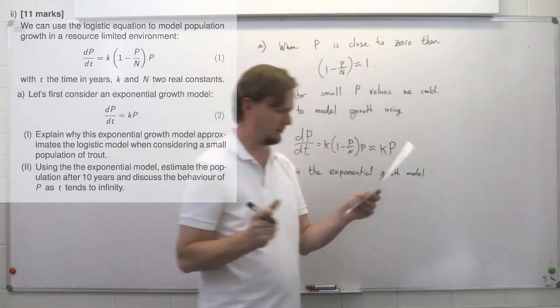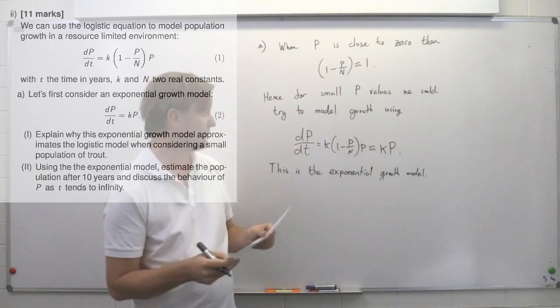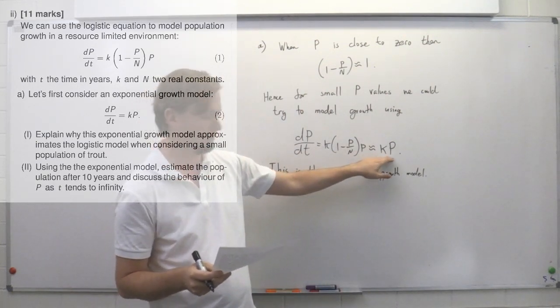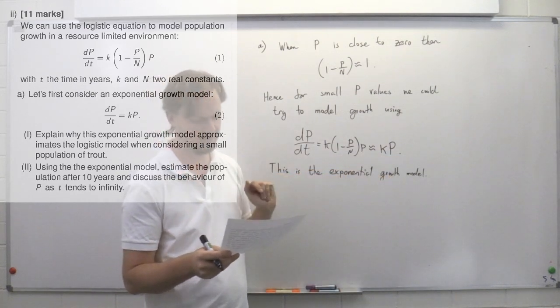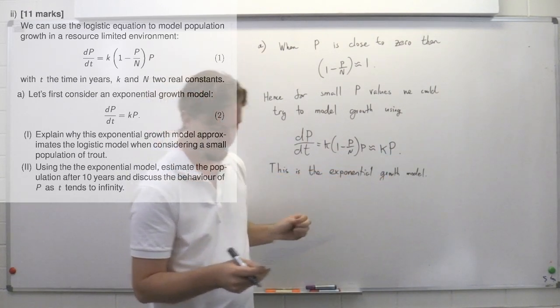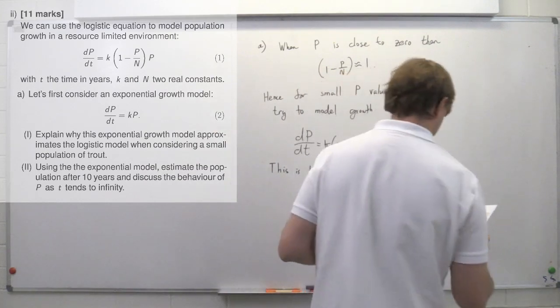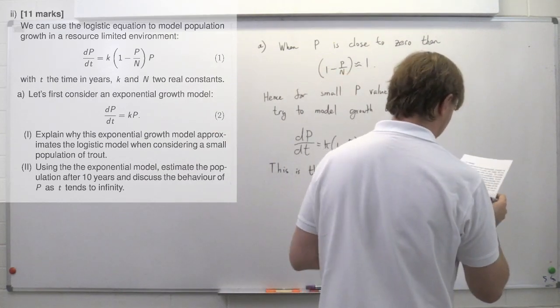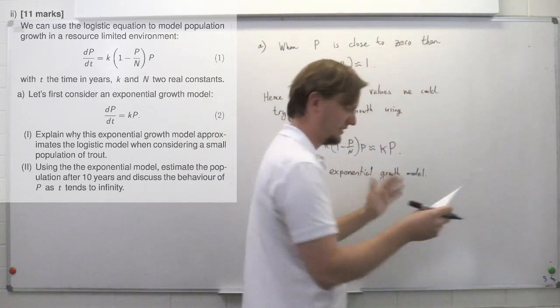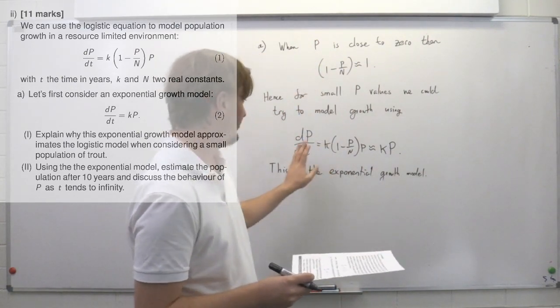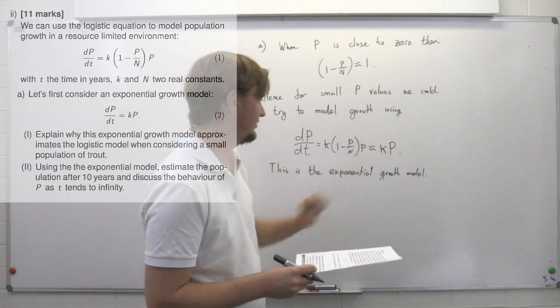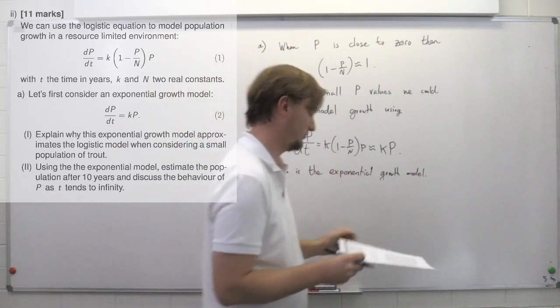So that wasn't the only thing we were asked to do. We were also asked to then use this model and predict what it would say the population of trout would be after 10 years. Alright. Oh wait. You estimate the population after 10 years and discuss the behavior as p tends to infinity. So this is the exponential model.